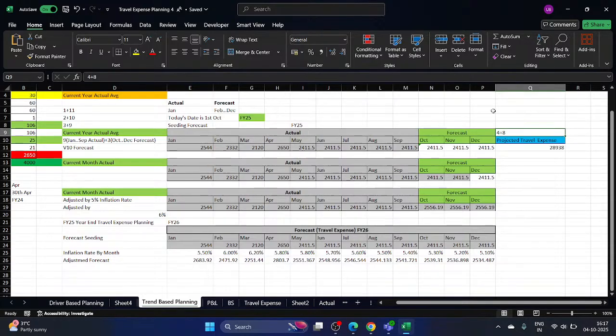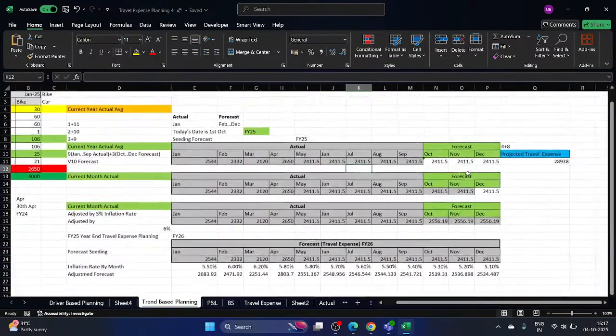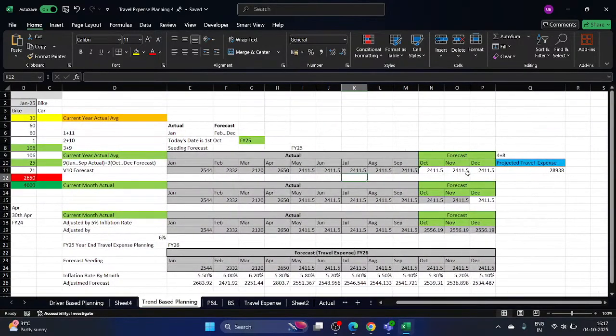This is 4 plus 8. 4 plus 8 means 4 months of actual and 8 months of forecast. This is the actual and forecast. And the same thing we could say is seeding the forecast. The process of seeding the forecast data would be the same here, using the current year actual average.